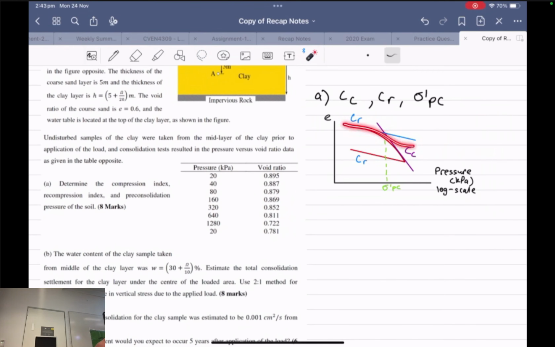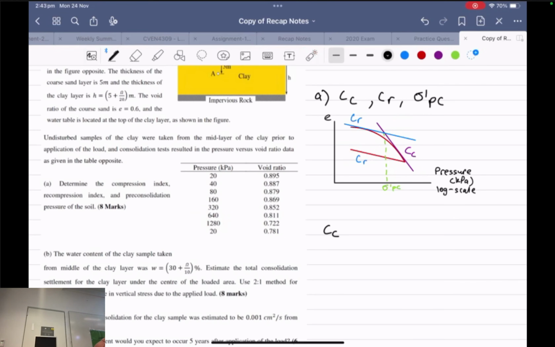So you have CR here, CC here. You'll notice CC is the gradient right before it rebounds. So you want to use the points closest to the rebound point to find CC. To find CR, we want to use the rebound point, which is the last 2 points. So to find the points closest to the rebound point, this is right before it rebounds, right? So that's these 2 points here. We want to use those ones to find CC.